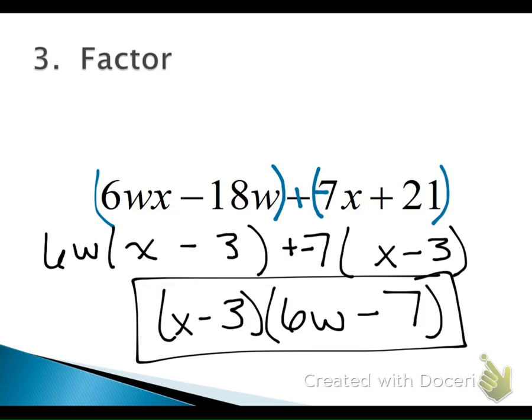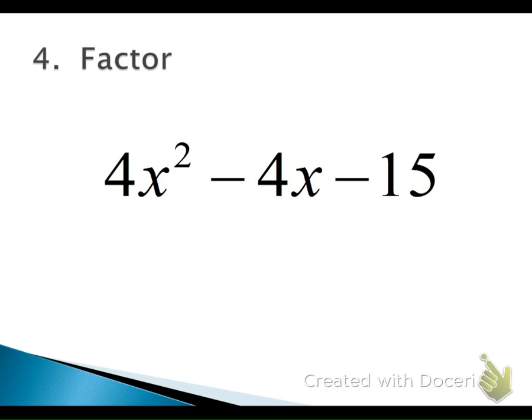So I got the same answer, but I took out... Since there's no greatest common factor, we gotta turn it into... Could we turn it into a factor by grouping? Product of 4 times negative 15. So we need a product of negative 60, sum of negative 4.